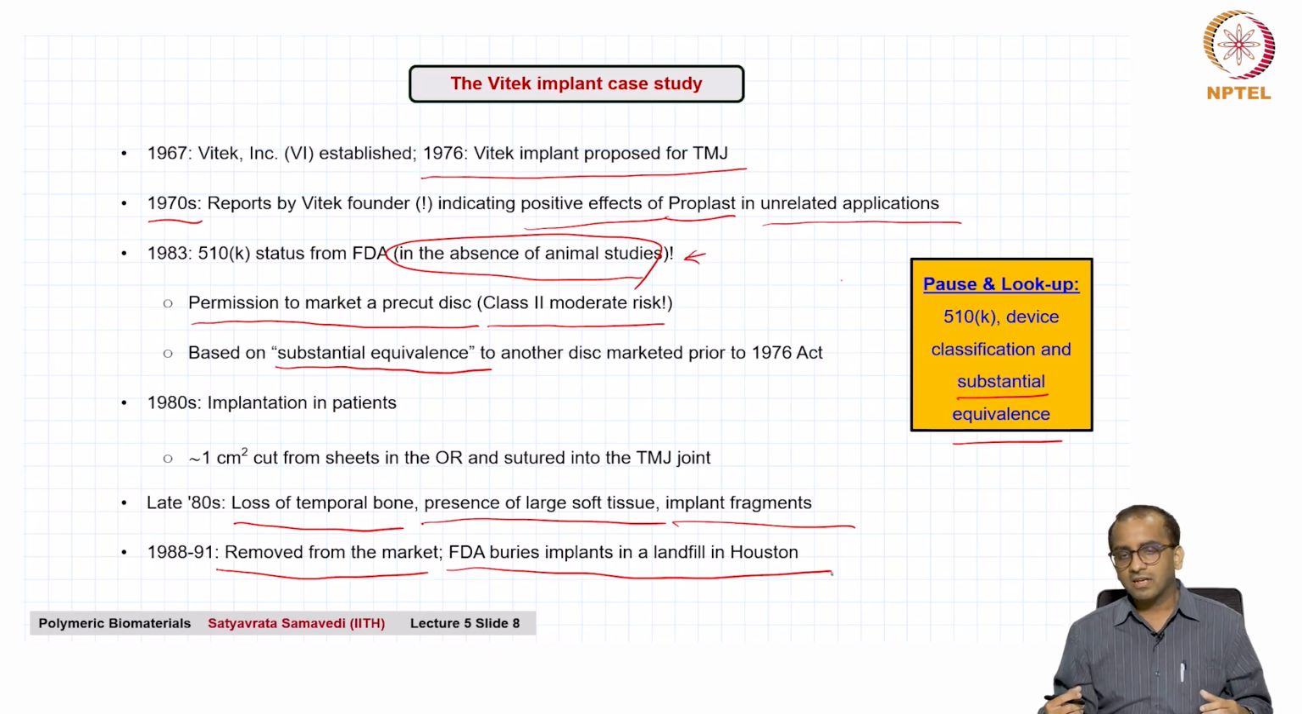So this is the story as it goes, or the timeline of events. What went wrong?